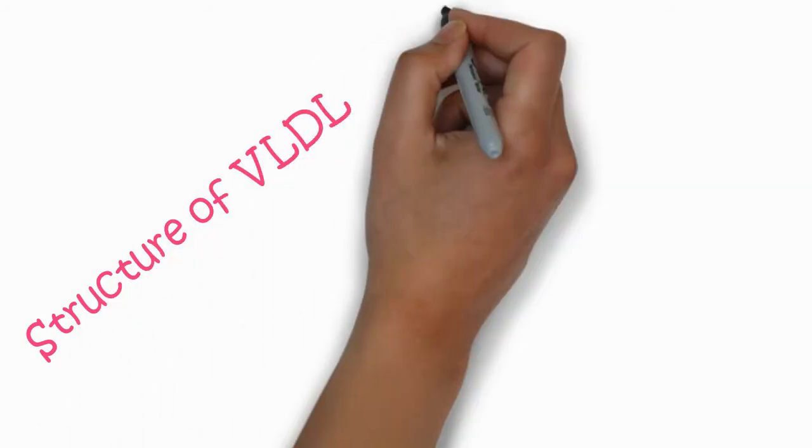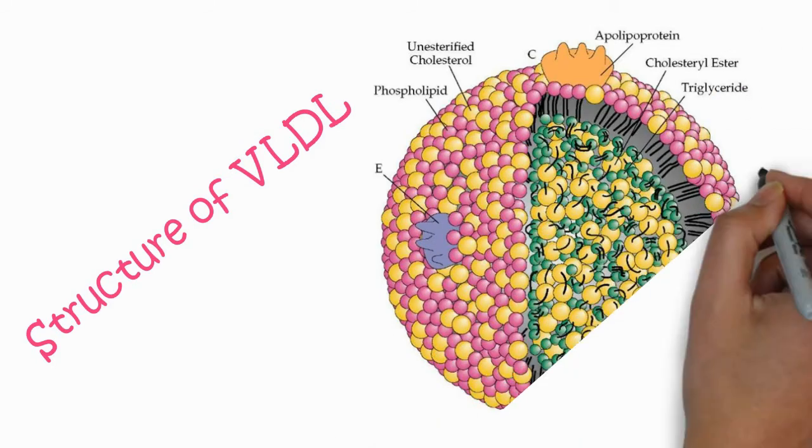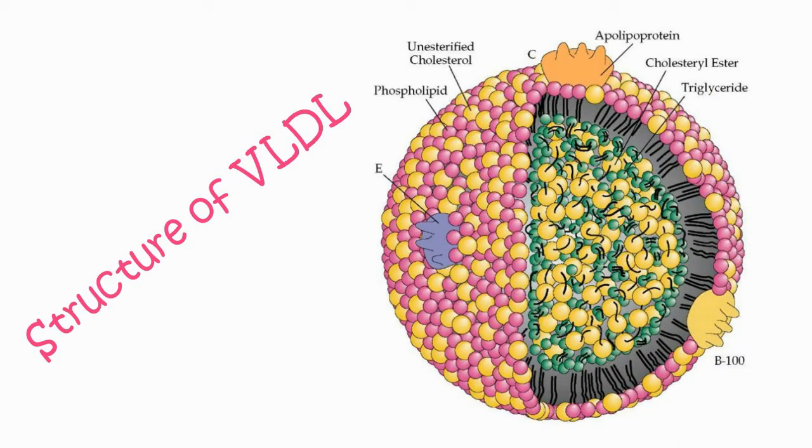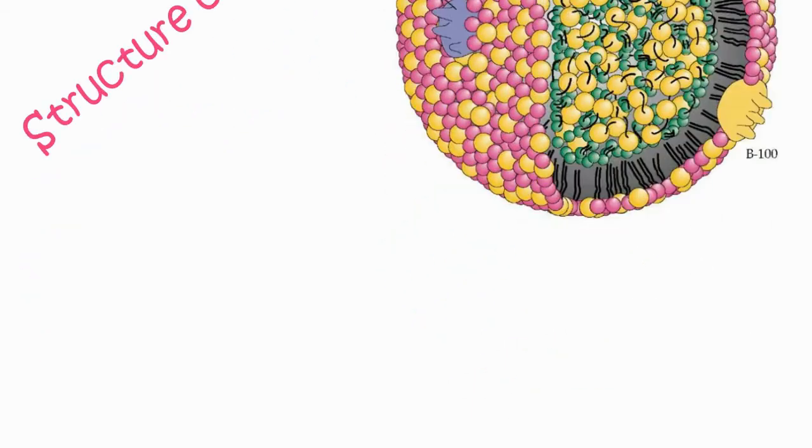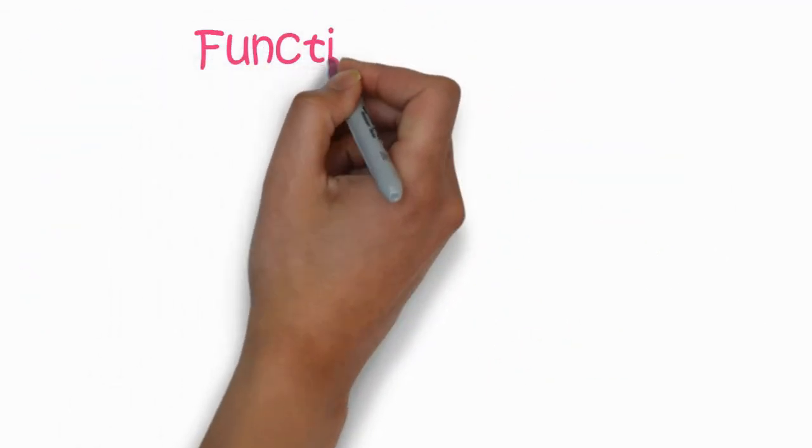Structure of VLDL. In this structure, you can see the center, the core, contains the green and yellow atoms, which represent the cholesterol ester and triacylglycerols, and the apoprotein C, apoprotein E, and apoprotein B-100 molecules, and on the surface, the phospholipids.